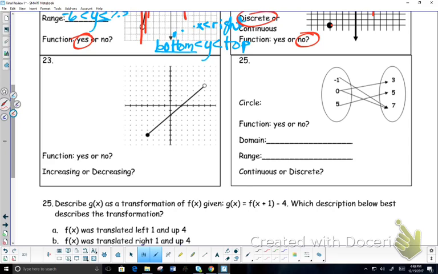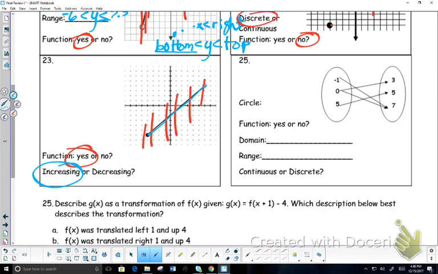This one, once again, function, yes or no? I won't touch any of this graph twice. So yes, it's a function because it passes the vertical line test. Is it increasing or decreasing? Well, as I go from left to right, am I going up or down? If I'm going up, that would be increasing. If I were going down, that would be decreasing.